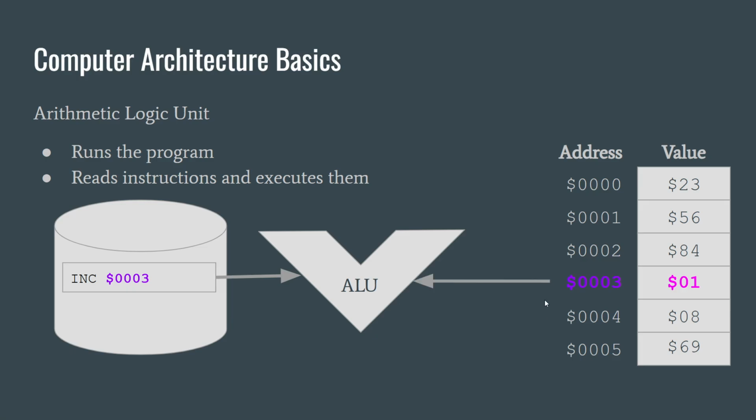So it'll go off to RAM and read the value at address 3, which is currently a 1. And then since the instruction is an increment, it'll go ahead and increment that value by 1. So the ALU is kind of how all of the program runs itself. The program is stored over here in ROM. The RAM holds the data values that get operated on. And the ALU is the one that does the operations.